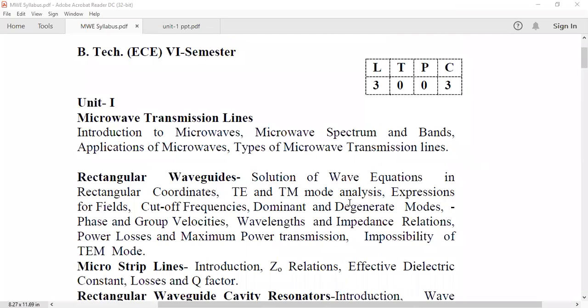What are the different types of microwaves? One second.